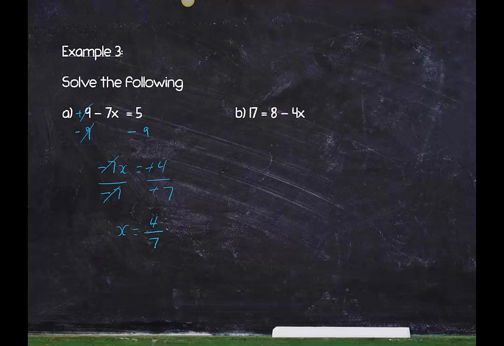We can check that. Minus 7 times 4 on 7 is minus 4. 9 minus 4 is 5.